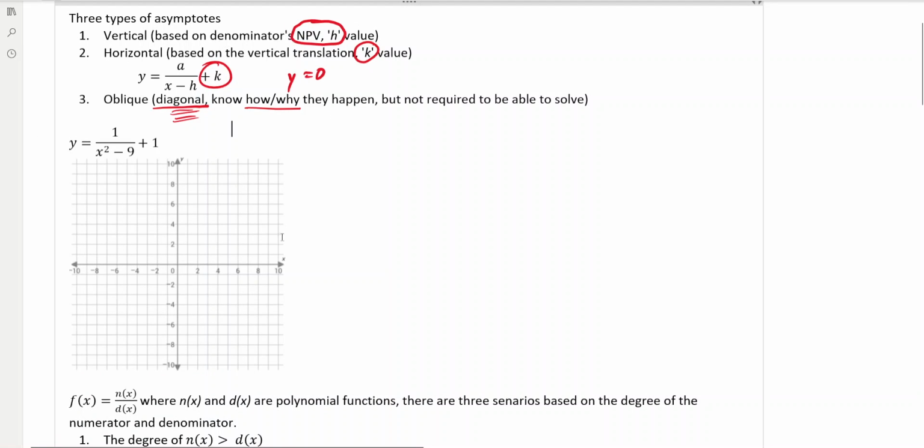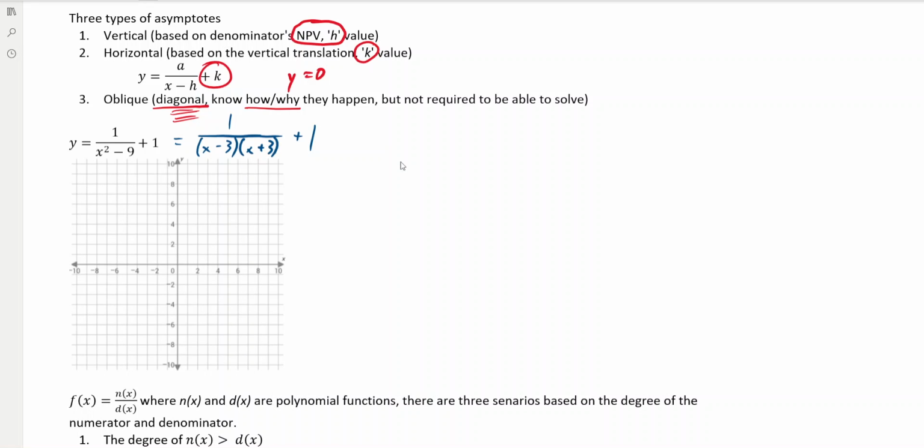Okay, so with that little overview, let's try a function here and see if we can graph it. First of all, we're going to have to take the denominator and factor it, in this case x minus 3 and x plus 3, and then plus 1.